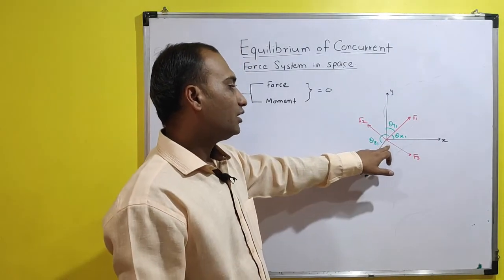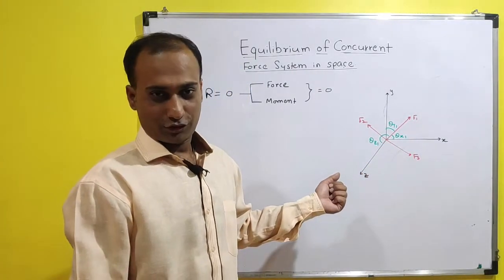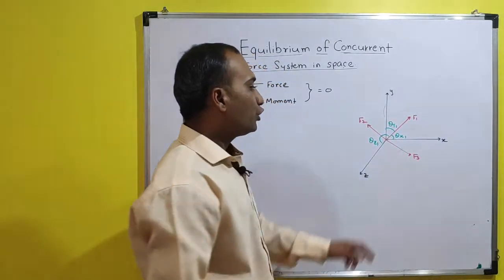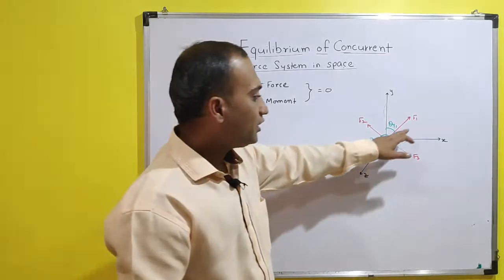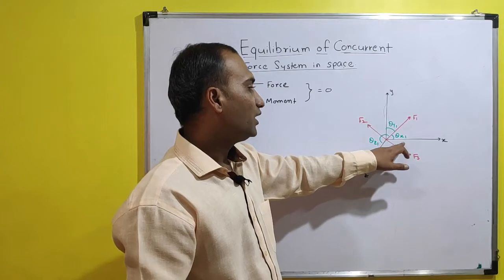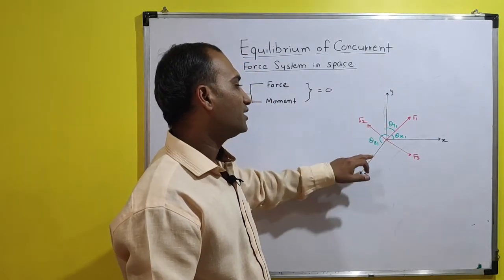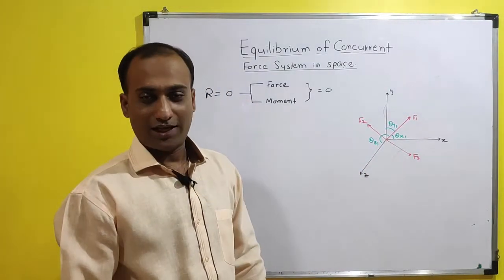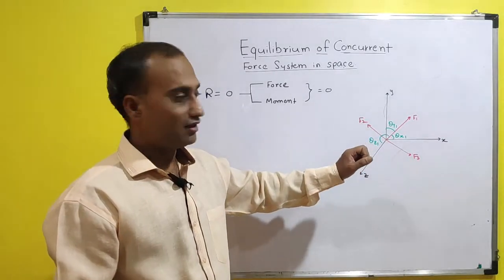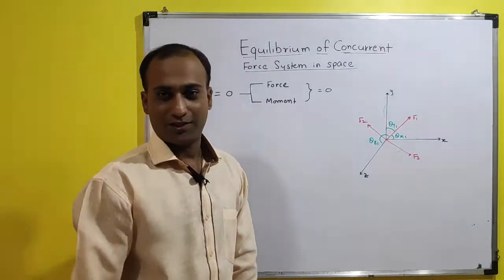The point of concurrence we have considered as origin, but it may not be there always. So here, if this is the point of concurrence and these are the three forces, these angles are shown only for force 1. This force 1 is having angle theta x1 with respect to x-axis, then theta y1 with y-axis, and theta z1 with z-axis. Similarly, F2 will have theta x2 with x-axis, then theta y2 with y-axis. Similarly for F2 and F3.